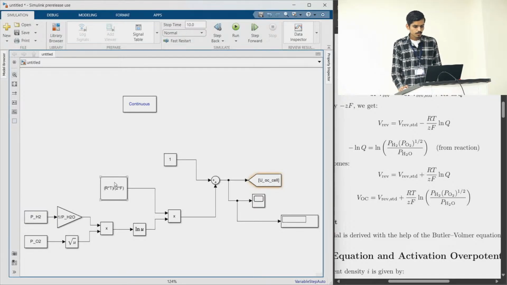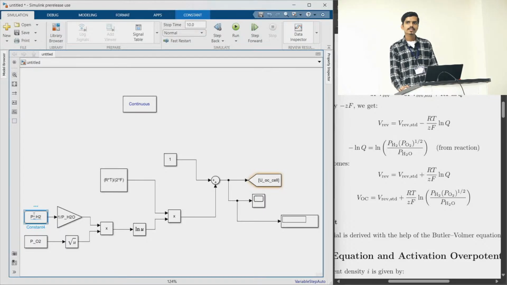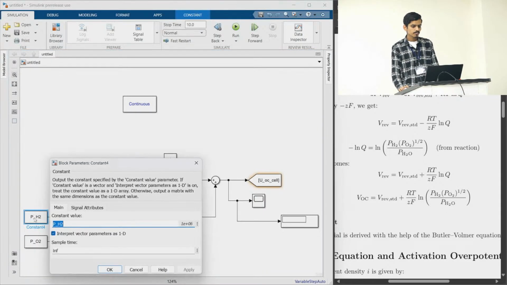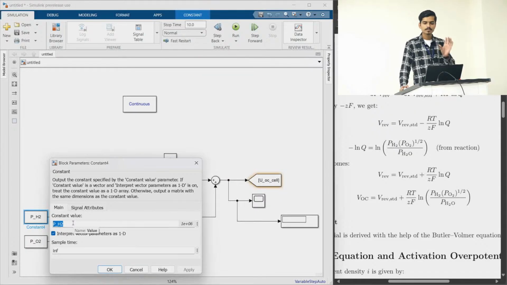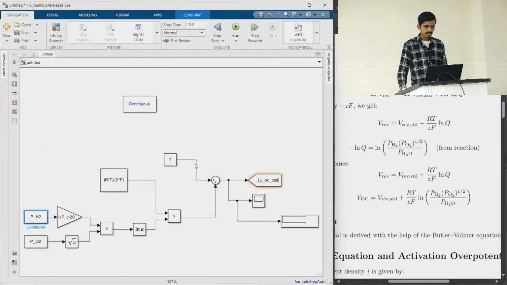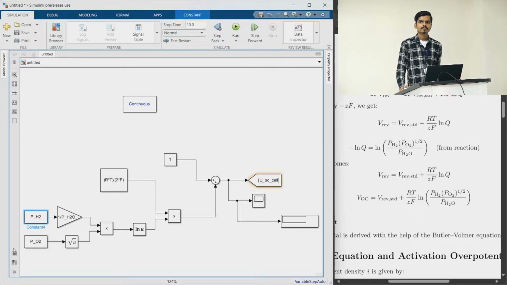Okay. So first of all, this one is a constant block. This one? PH. This is a constant block because we have defined the value already in that .m file. If you want to use a constant value, then you can just import the constant block and put 1e raised to power 6. Here, implement. Okay, sir. For this you use P underscore H2. Next is PO2. Pressure of oxygen.